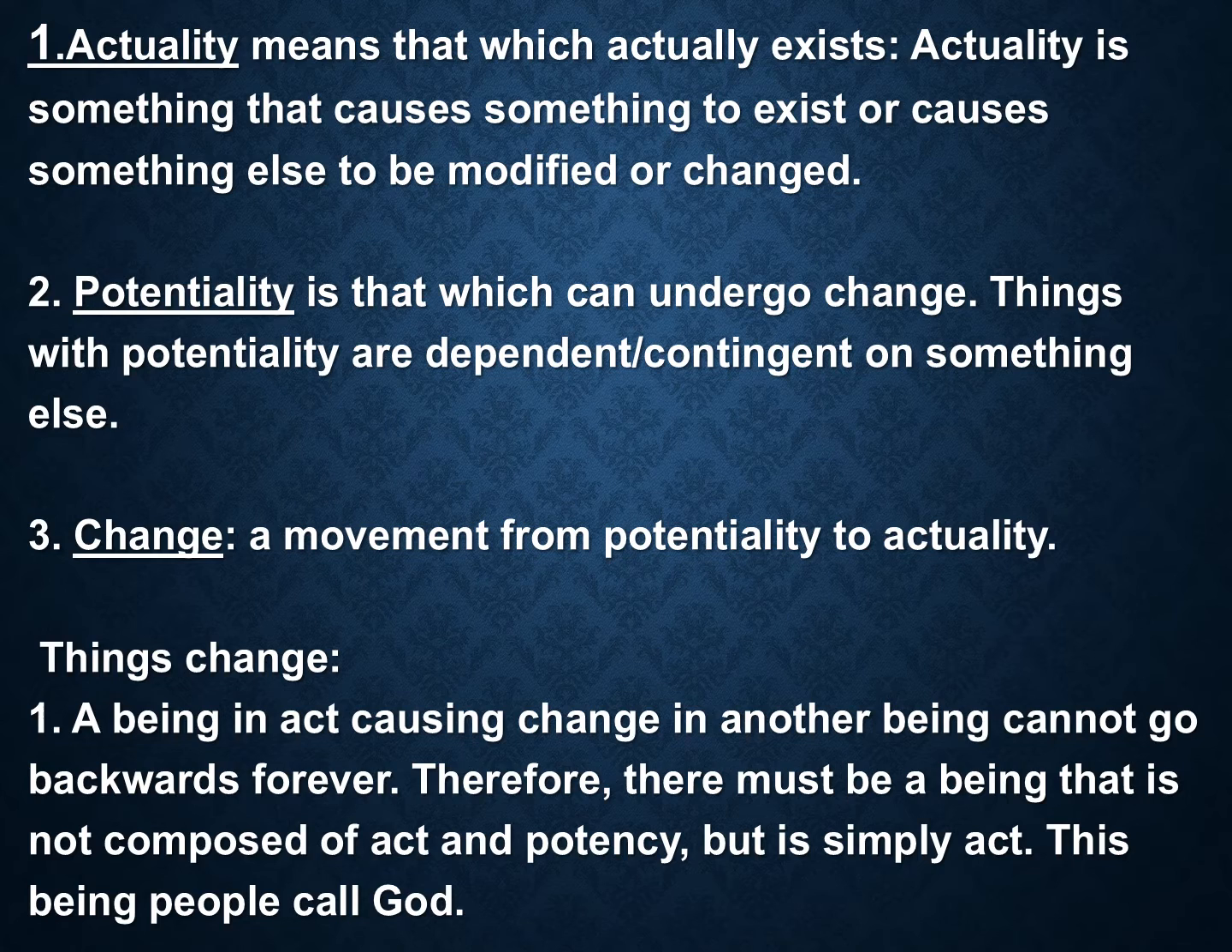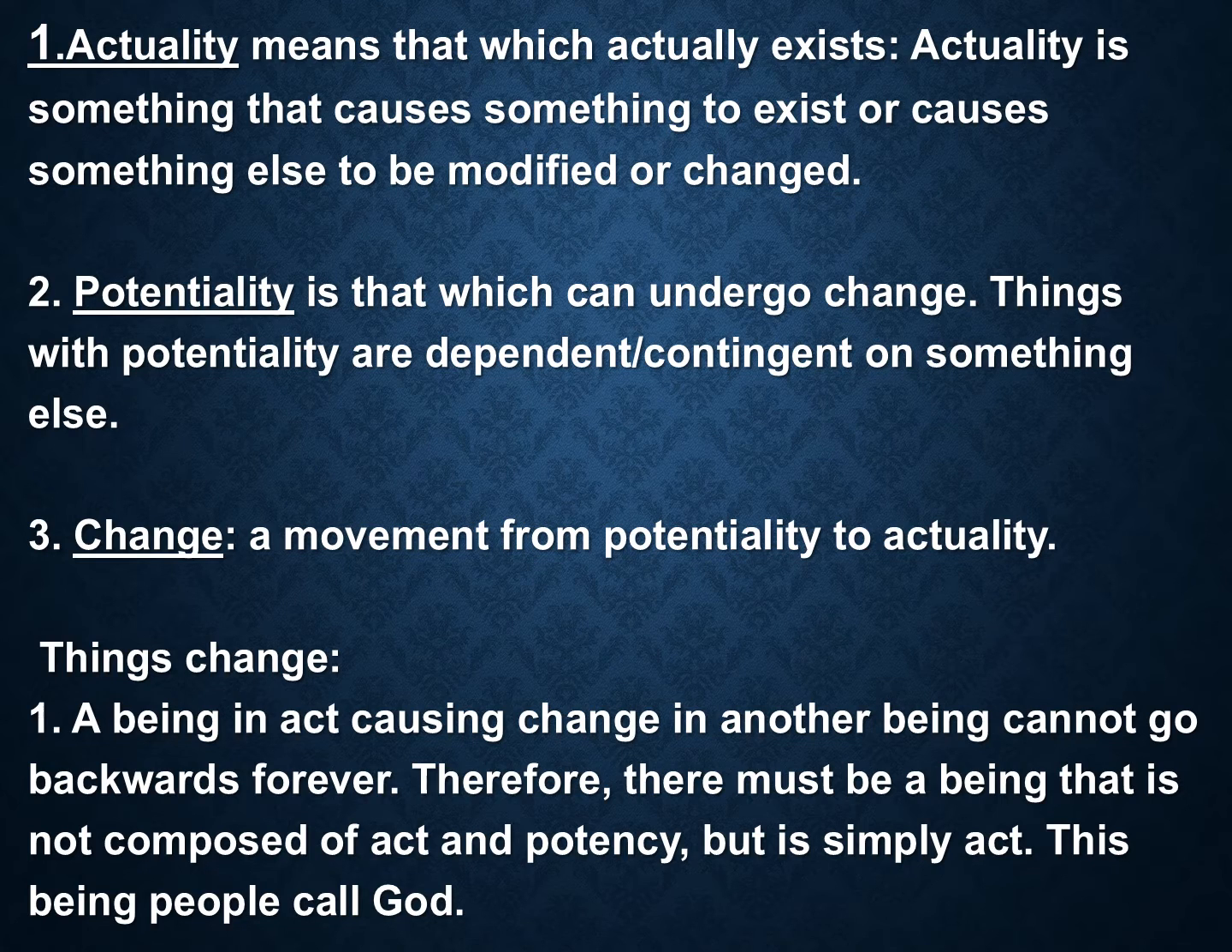When we talk about actuality, that means that which actually exists. Actuality is something that causes something to exist or causes something else to be modified or changed. Potentiality is that which can undergo change. Things with potentiality are dependent or contingent on something else. And of course, change is a movement from potentiality to actuality.